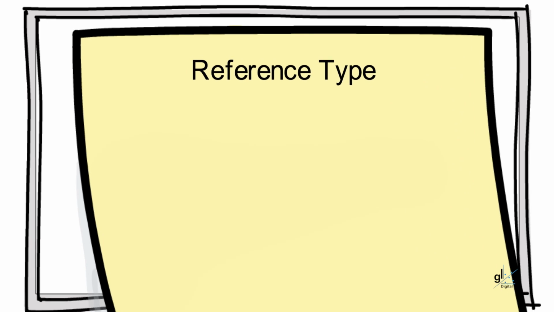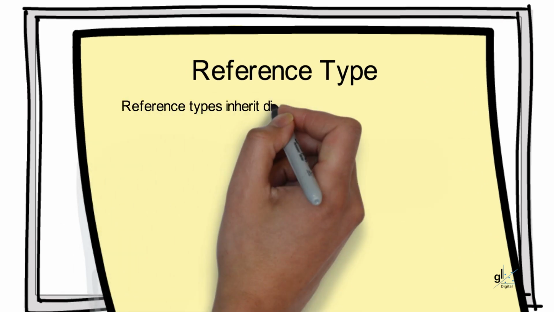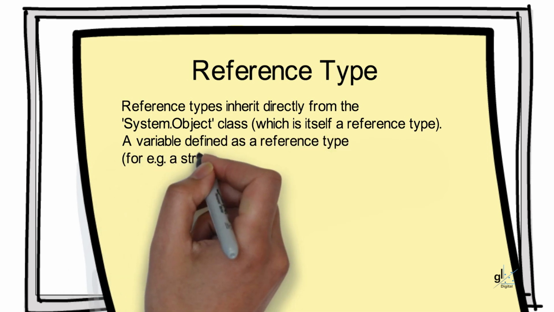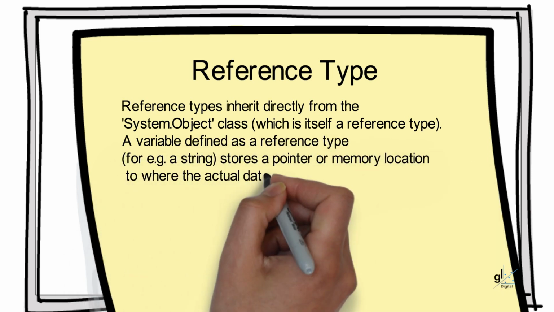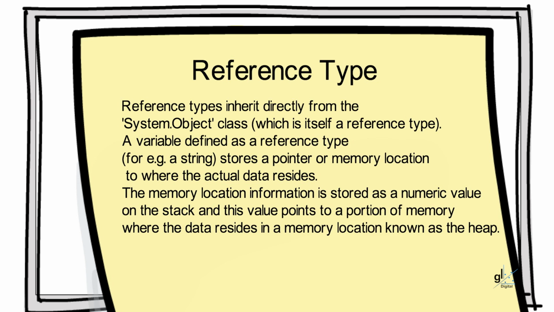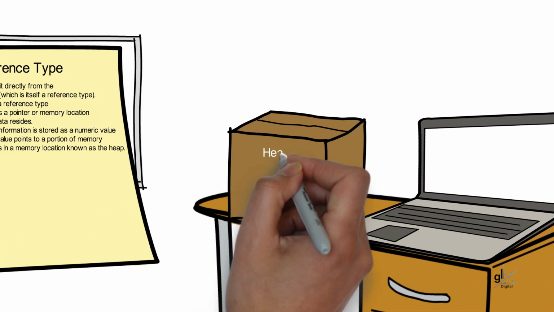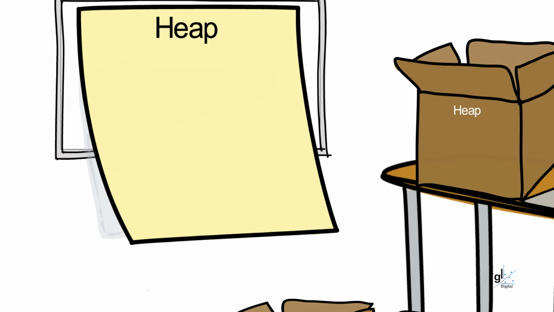Reference types. Reference types inherit directly from the System.Object class, which is itself a reference type. A variable defined as a reference type, for example a string, which is a data type we'll discuss a bit later, stores a pointer or memory location to where the actual data resides. The memory location information is stored as a numeric value on the stack, and this value points to a portion of memory that resides in a memory location known as the heap. Let's push the term heap onto the terminology stack.